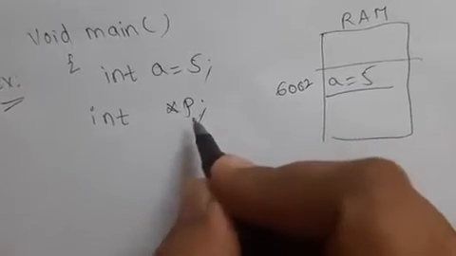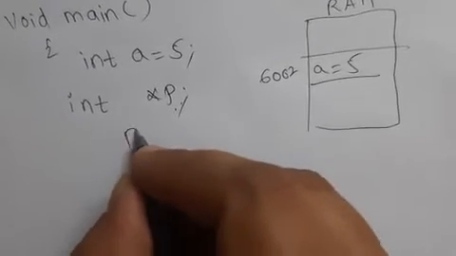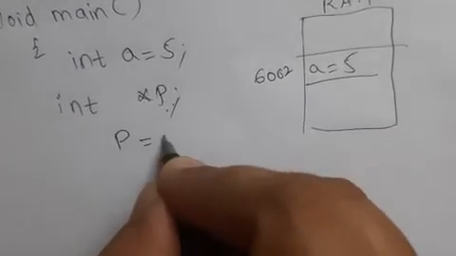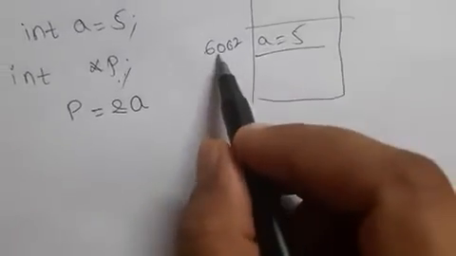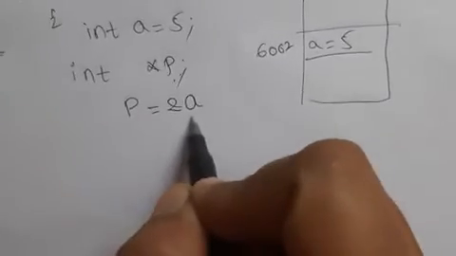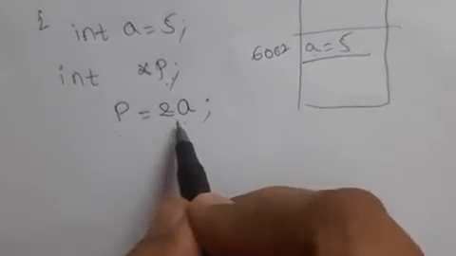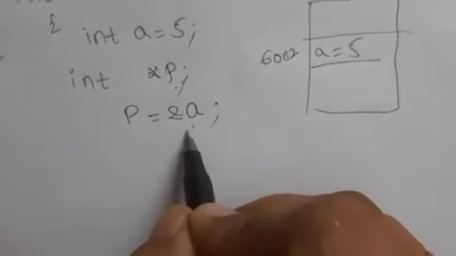Now let us declare one more variable, int star p, indirection operator with p. It tells that it is a variable but it should store the address. So I am storing the address of a. So the address of a is 6002. Now what does p contain? P contains 6002, not the value, it contains the address. So pointer is a variable which stores the address.